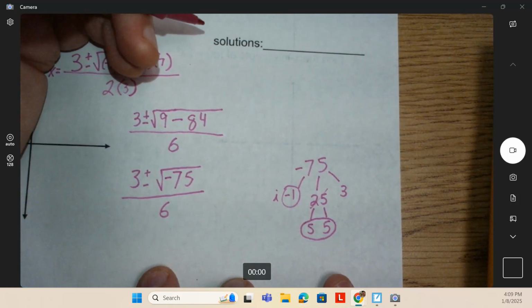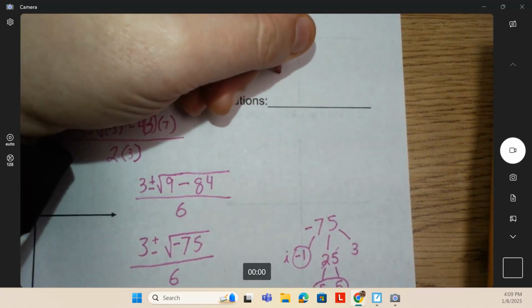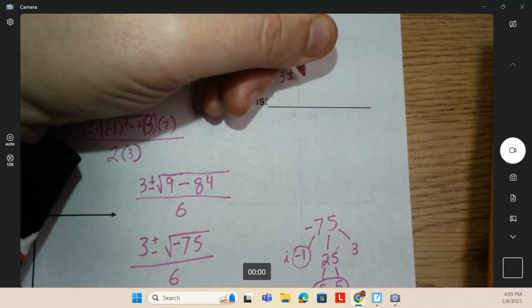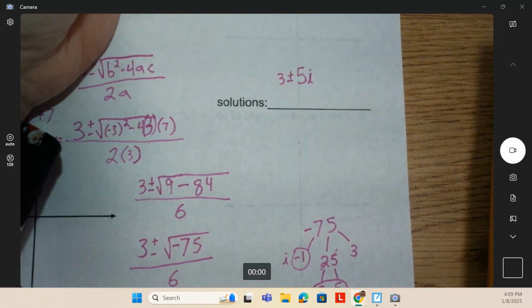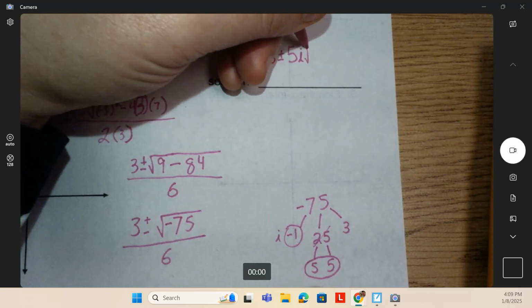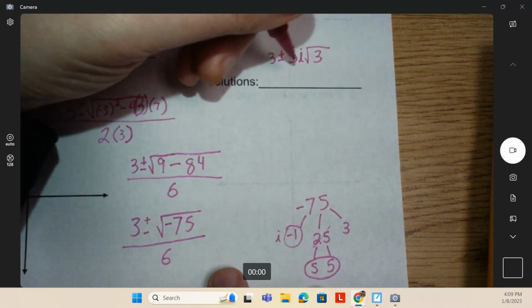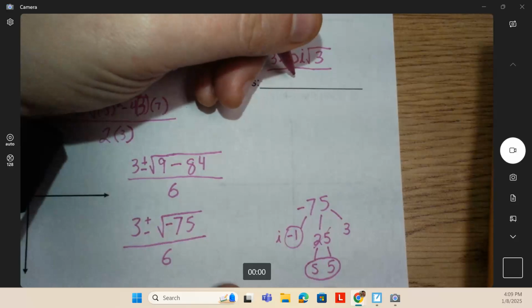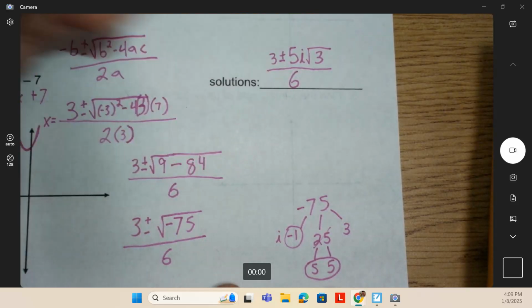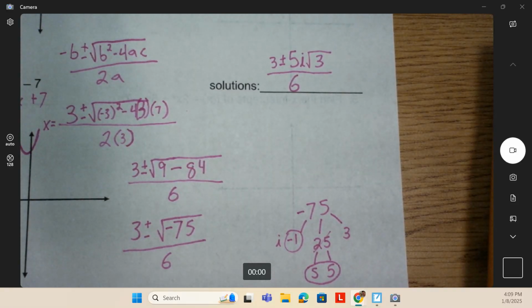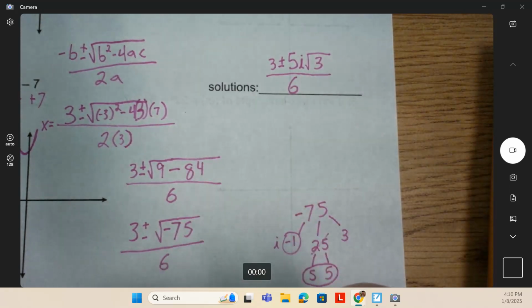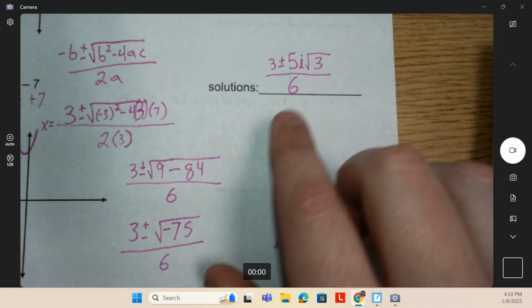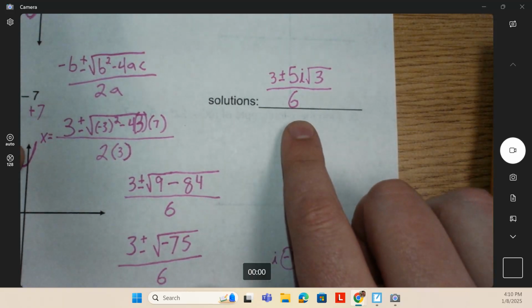Then that 3 is the only thing left that stays. So I end up with 3 plus or minus 5 came out, the i came out, and the 3 then stays in, over 6. And because I can't divide every part of that by anything, it just stays as this. So 3 plus or minus 5 times i times square root of 3, all that over 6. So that would be my two solutions.